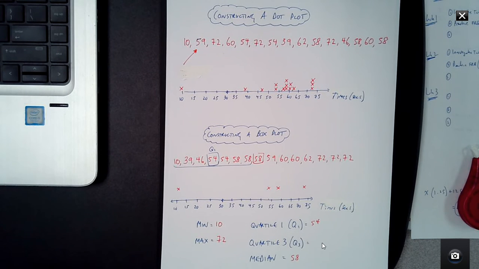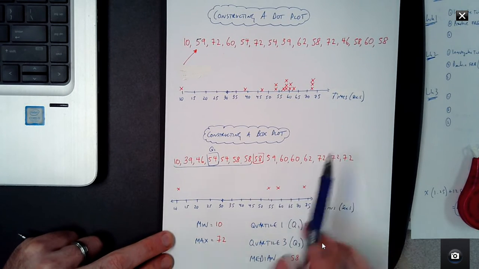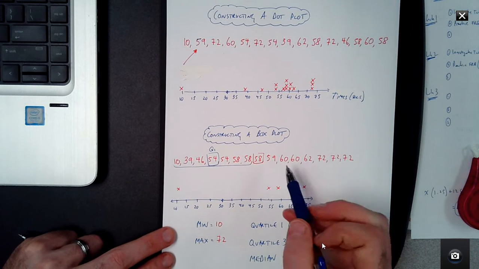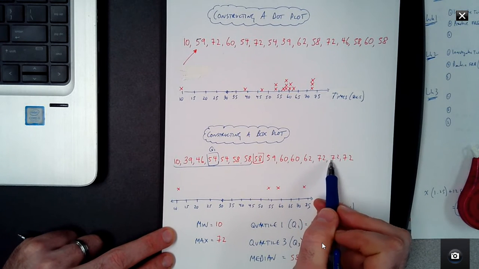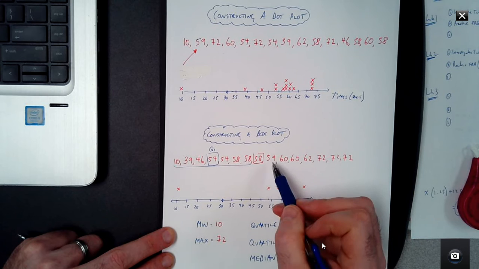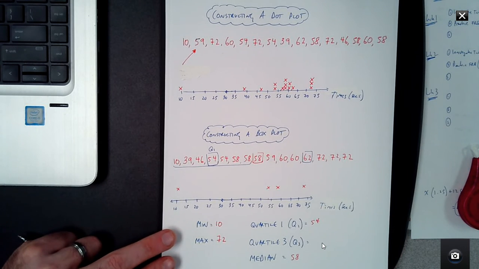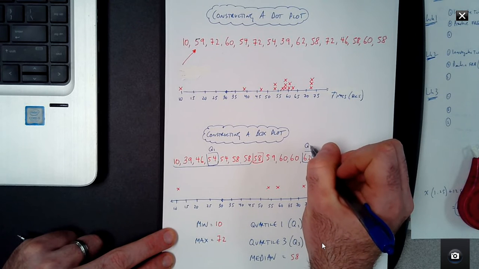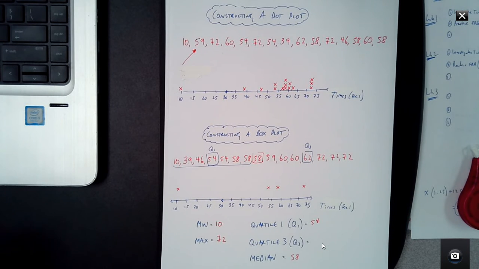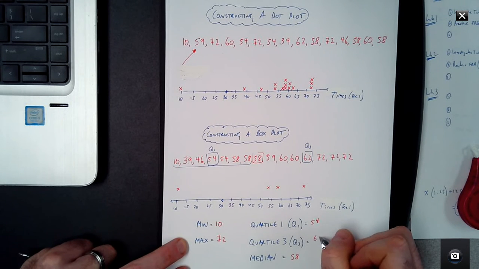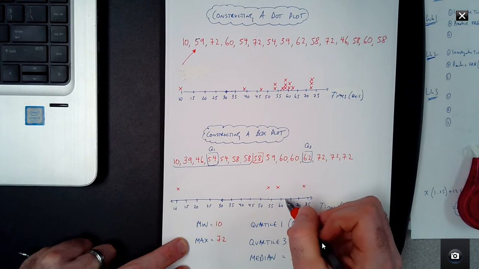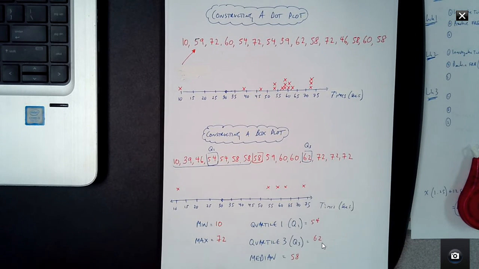To find quartile 3, it's the median of the top part of the data. So again, we have 1, 2, 3, 4, 5, 6, 7 values. So 1, 2, 3, the fourth one will be our one in the middle. So that's 62. That's going to be our third quartile. So we'll write that down too, and then we put it up on our little chart right here.